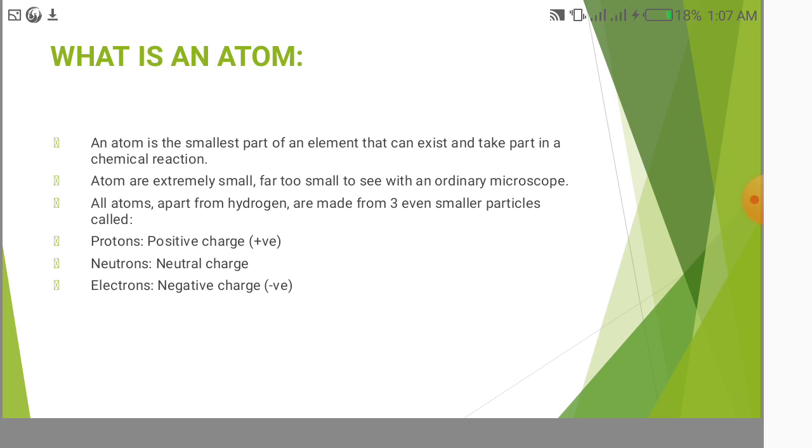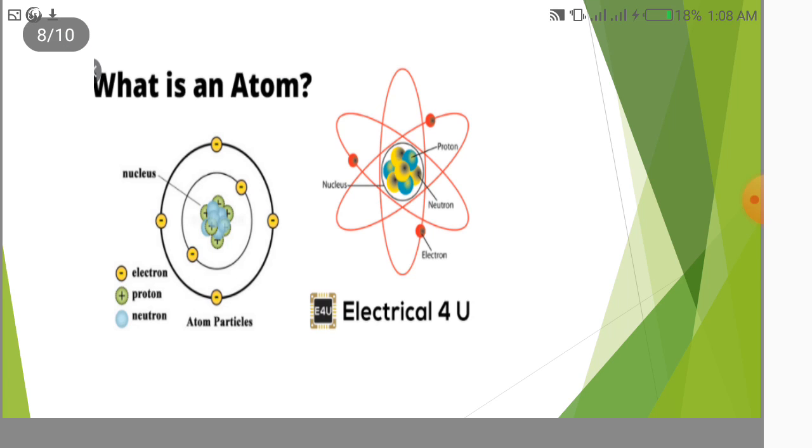All atoms, apart from hydrogen, are made from three even smaller particles called protons, neutrons, and electrons. First, protons. Protons have a positive charge, which is also known as a cation. Next is the neutron. Neutron has no charge, it is neutral. The third one is the electron. Electron has a negative charge, which means that it is an anion. Here is a picture of an atom which has electron, proton and neutron.